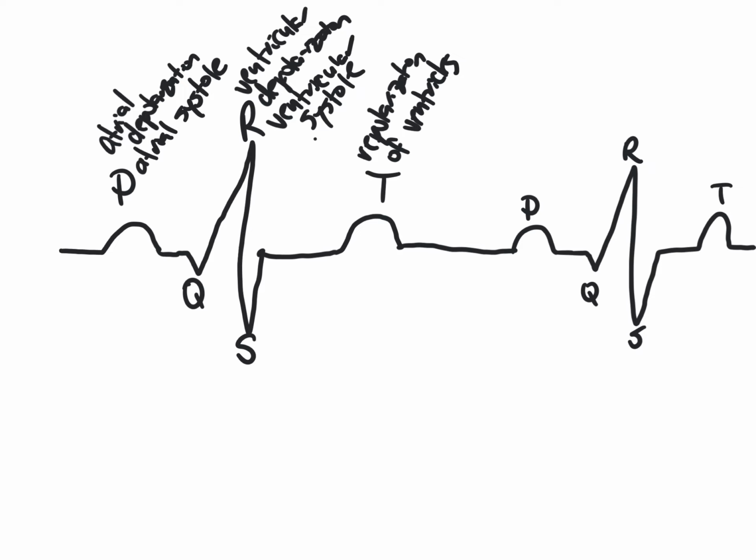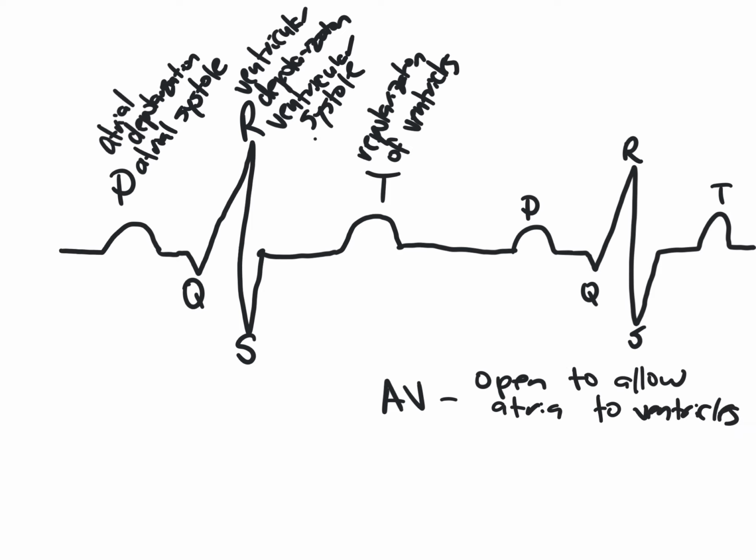So I think the first order of business is to review what these valves are, where they are, and what they're doing. So the AV valves, or the atrioventricular valves, live between the atria and the ventricles. So these valves need to be open when blood is moving from the atria to the ventricles. And your AV valves need to be closed when blood is moving from the ventricles out to the pulmonary or aortic circulation. Because by being closed, they prevent backflow of blood from the ventricles to the atria.